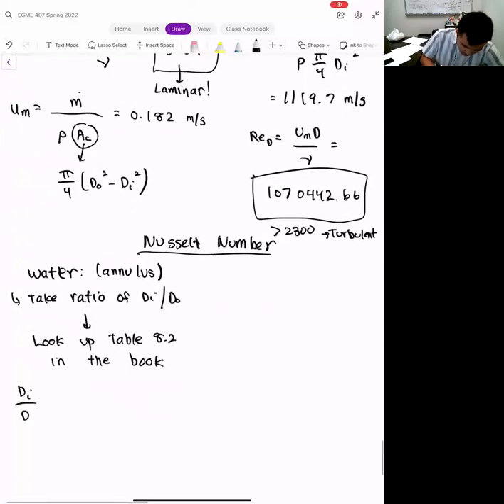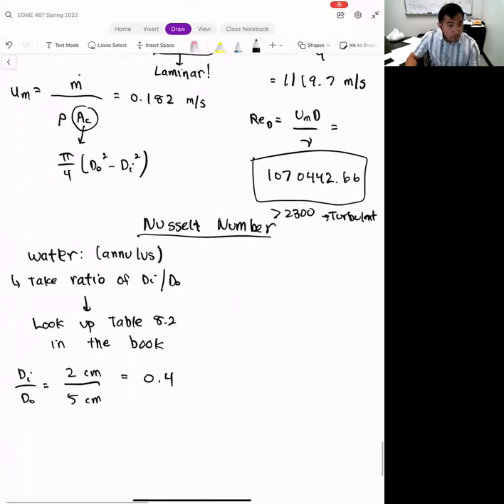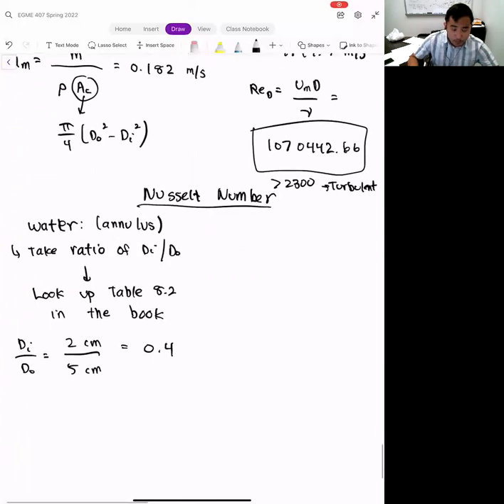So for this particular one, Di over Do is 2 centimeters divided by 5 centimeters, and that gives you a Di over Do of 0.4. You're going to look up the table for an entry for 0.4. Unfortunately, in the table there is no entry for 0.4, and so you're going to have to interpolate. If you interpolate, you end up with a Nusselt number of around 6.5.